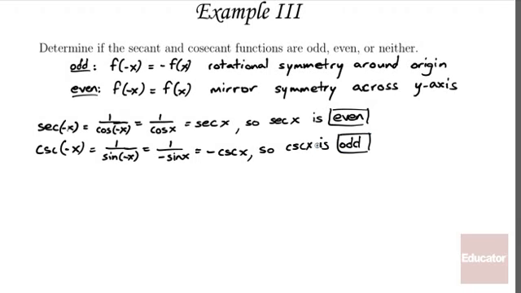So that was just a matter of checking the definitions of odd and even, plugging negative x into secant and cosecant and seeing what we came up with. We could also figure it out from the graphs if we remember what those look like.